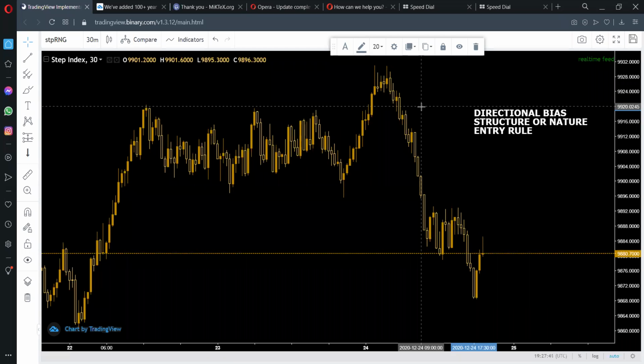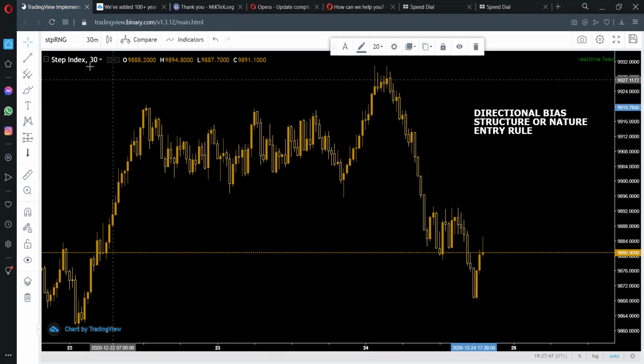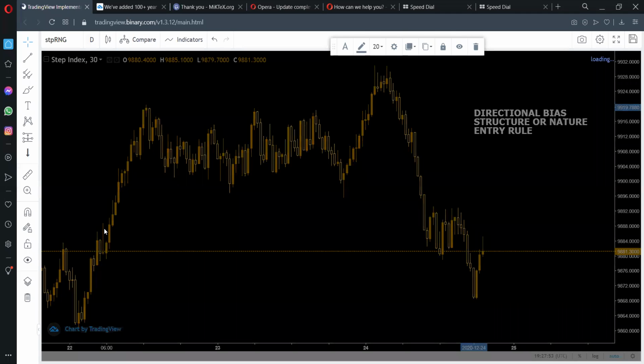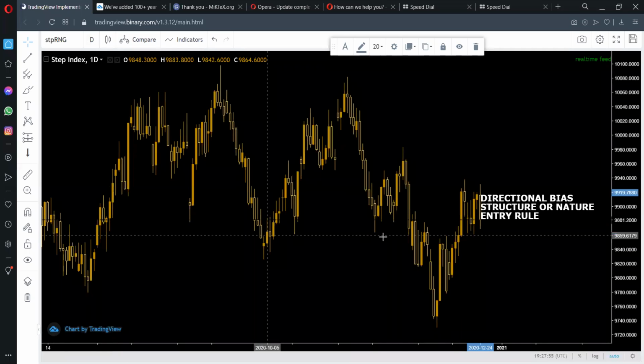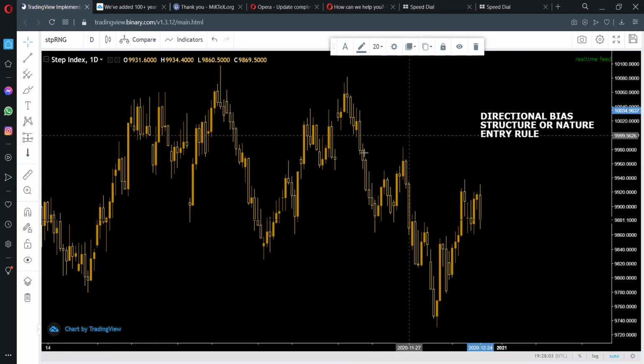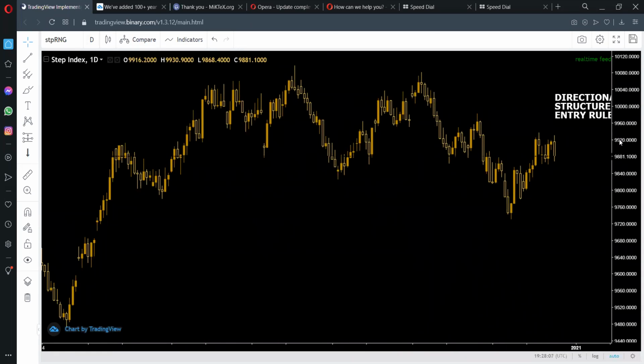So where do I identify my directional bias? We normally identify the directional bias from the higher time frame. When we're trading, you need to know the major trend. When you say directional bias, it is the major trend, the overall trend of the market. So you go to, let me change this. Okay, I'll use step index.